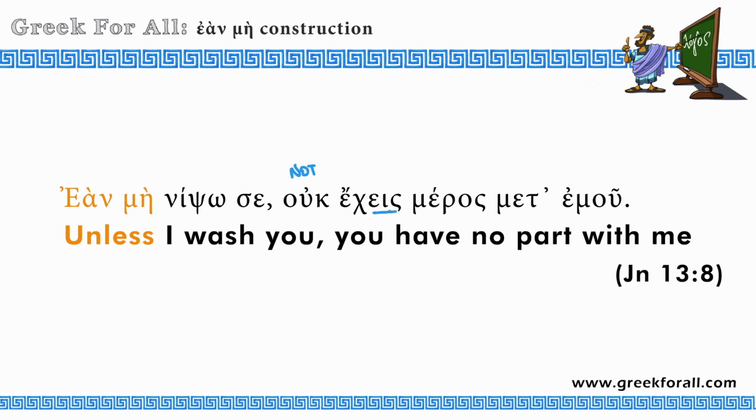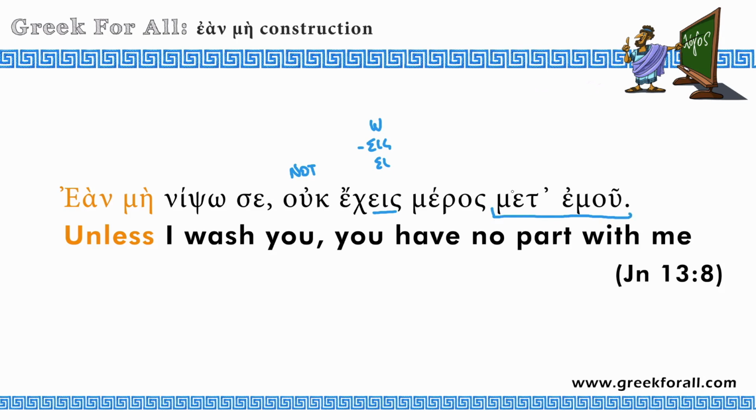We have the second person singular ending. You remember o, eis, a. So second person singular meaning you. So you don't have meros. Meros means part, it means a share. So you don't have a share, you don't have a part. And then we have a prepositional phrase, met' emou.